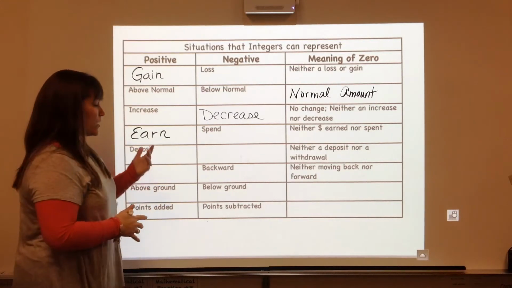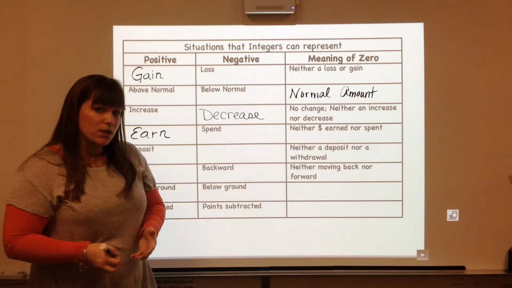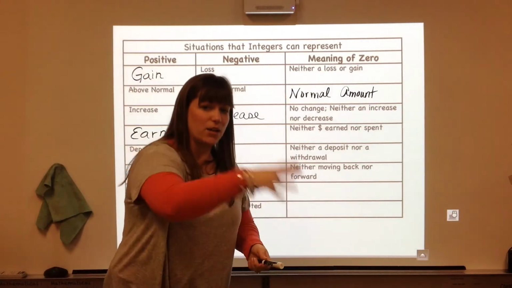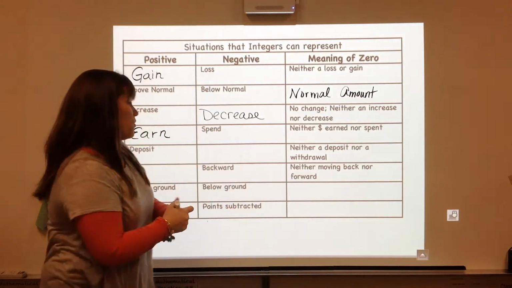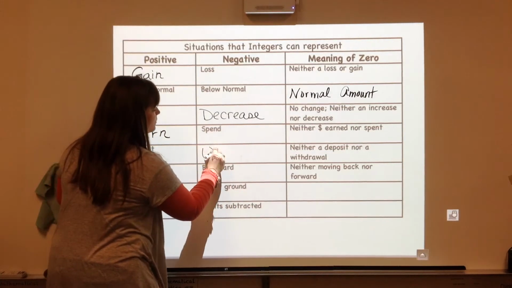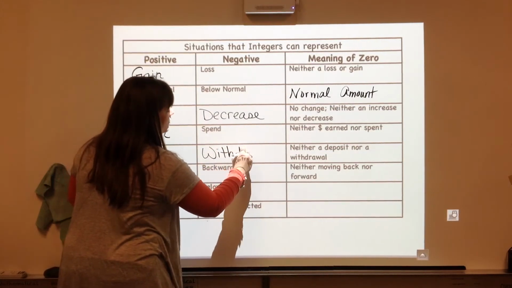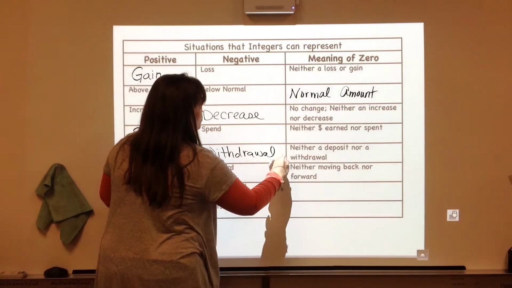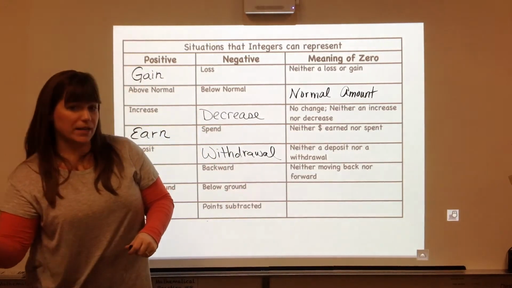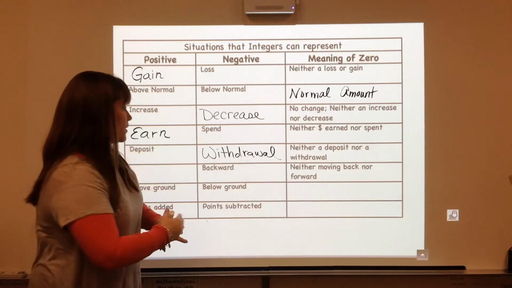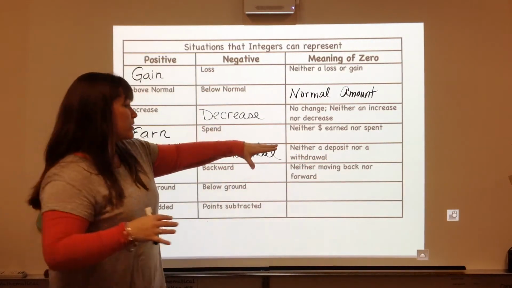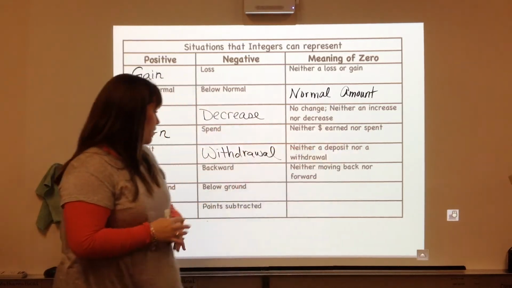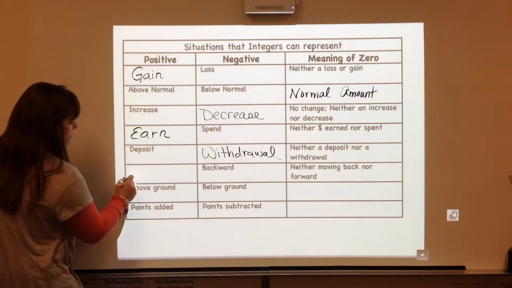Related to money is this idea of a bank account where you are depositing or putting in money or withdrawing or taking money out. So if you withdraw money, your bank account goes down. And if you didn't do anything, there was no change in your bank account, and there was neither a deposit nor a withdrawal made.